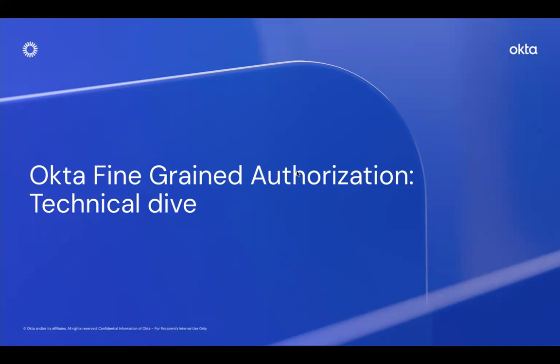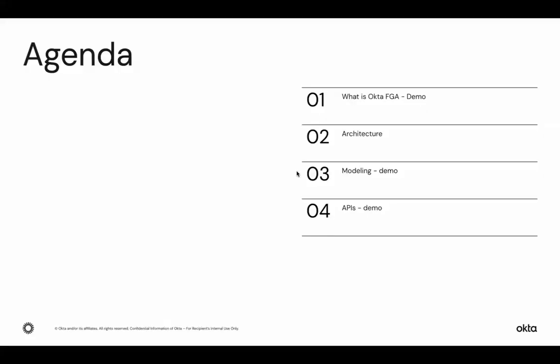Welcome to the Okta Fine Grain Authorization Technical Dive. In this section, we're going to go through different parts. The first one, we're going to start with what is Okta FGA, and we're going to do a generic demo on this. And then we're going to jump to section 2, which is the architecture. And then we're going to talk about modeling and how you can build a demo, and we'll show a demo of how we can do that. And then finally, we're going to talk about the API. So let's start with section number 1.